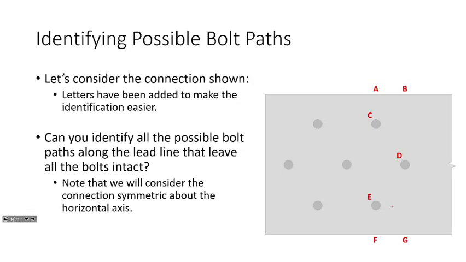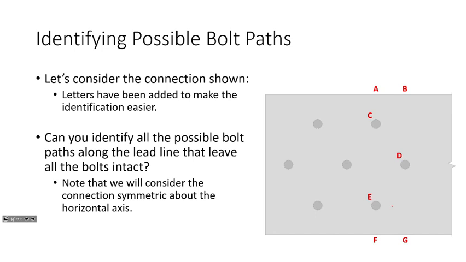Now, the first question is, let's talk about identifying the possible bolt paths. All right, so if we have a given connection and we want to identify potential bolt paths, the first thing that we'll do is introduce some notation. A lot of structural engineers will do something like this. They'll say, okay, we'll call this A, call this B, this bolt C, this bolt D, this F, this G, just so that we can all speak the same language in terms of identifying potential paths, right?